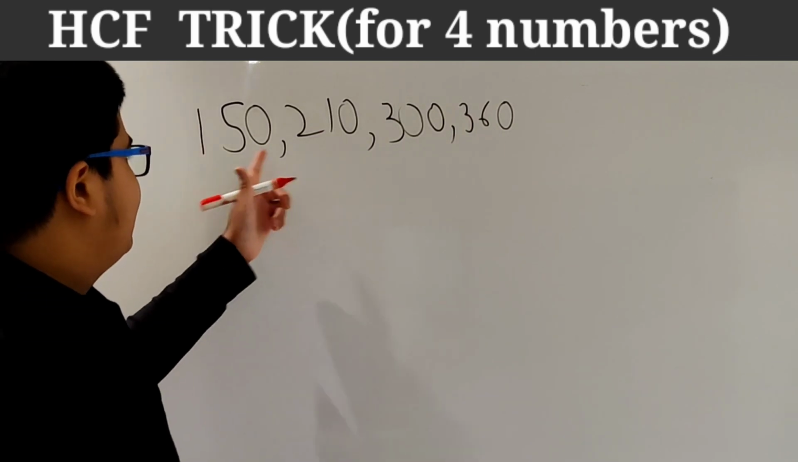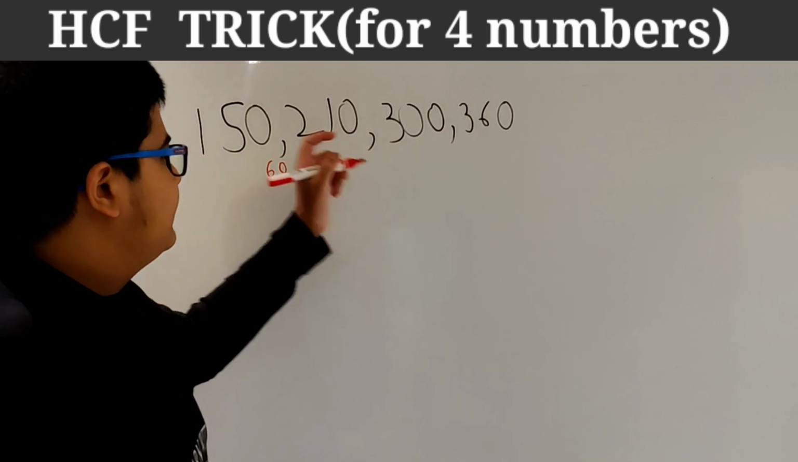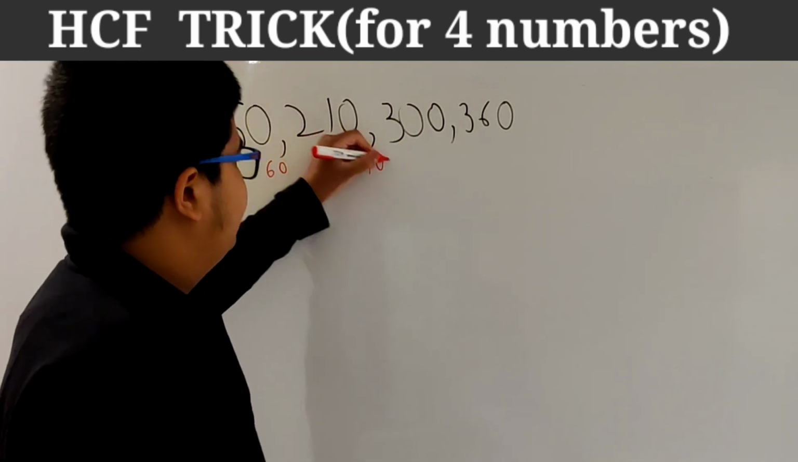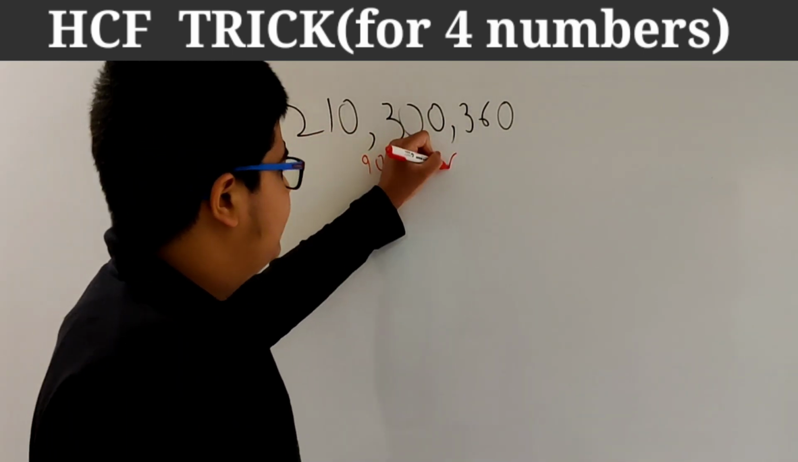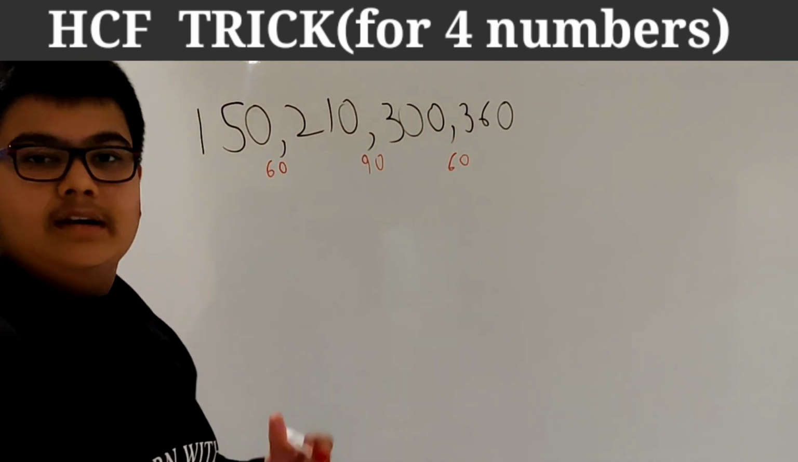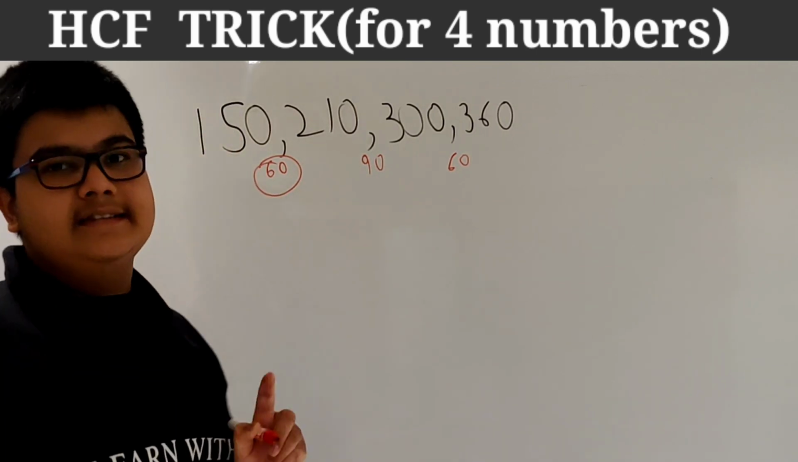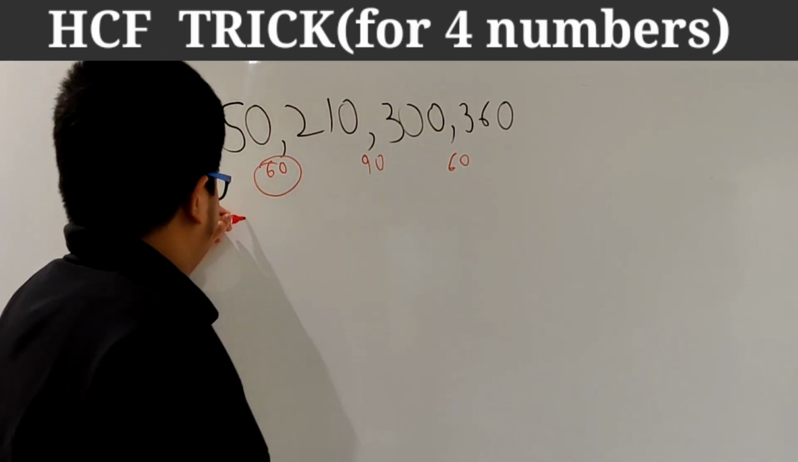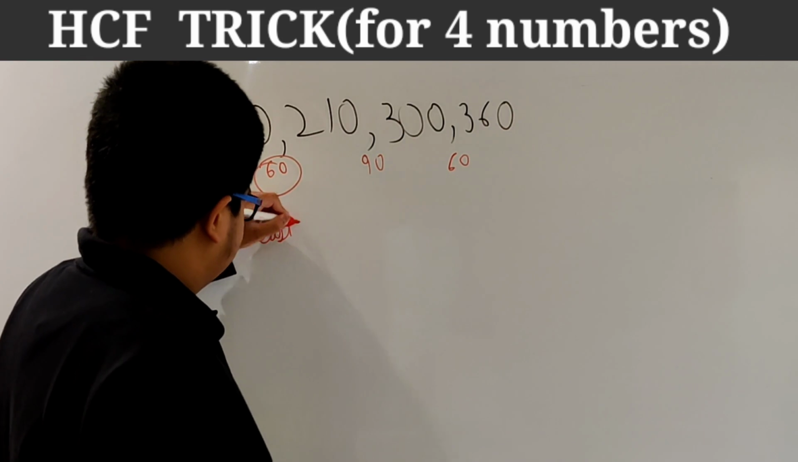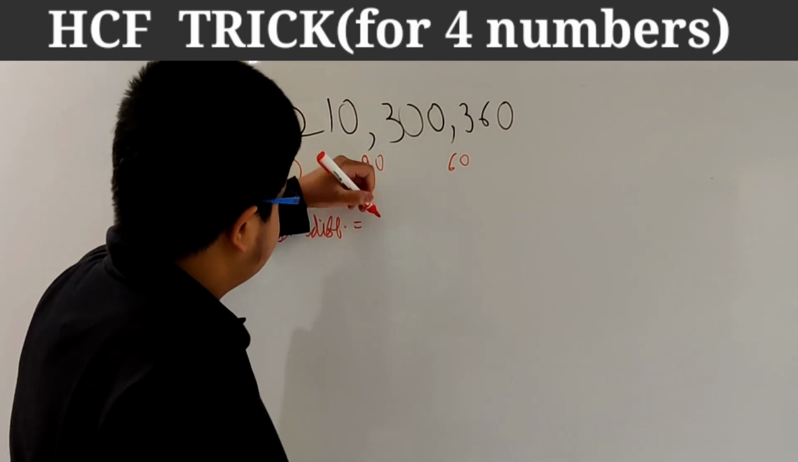So the difference between 150 and 210 is 60. And between 210 and 300 is 90. Between 300 and 360 is 60. And between 150 and 360 is quite large. So you know that by inspection we can tell that 60 is the least difference. So the least difference is 60.